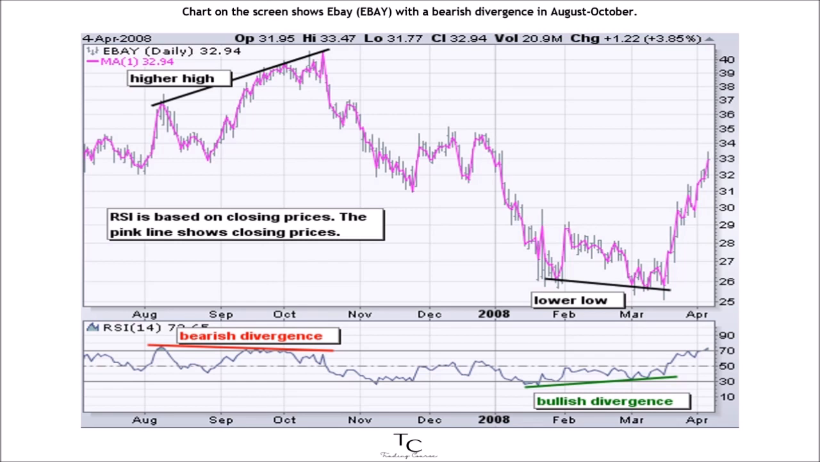The chart on the screen shows eBay with a bearish divergence in August-October. The stock moved to new highs in September to October, but RSI formed lower highs for the bearish divergence. The subsequent breakdown in mid-October confirmed weakening momentum.